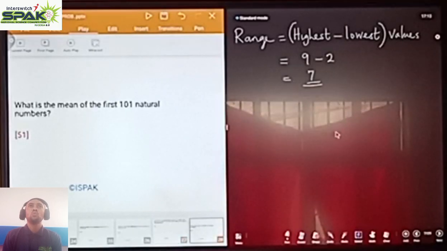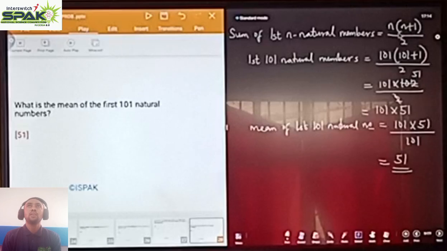Alright, the next question: what is the mean of the first 101 natural numbers? The first step is to know how to find the sum of the first 101 natural numbers. You apply this formula to find the sum, and to find it, we get this. So to find the mean, you just divide this product by 101. When you divide it, we have 51 as the answer. You can try that. Make sure you look at the formula. The formula is derived from AP, the sum of an AP. You can use that to derive this formula for the sum of the first n natural numbers. So that is that.